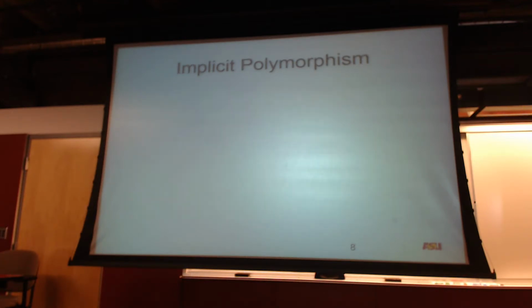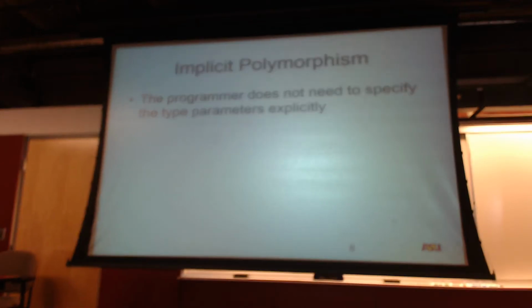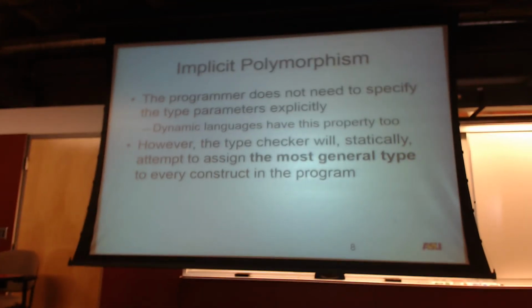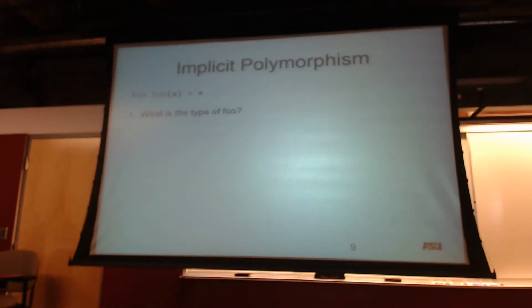Now, a slightly different concept is implicit polymorphism. The programmer does not need to specify the type parameters explicitly. We'll see an example, but this is a property of dynamic languages. The type checker will statically attempt to assign the most general type to every construct in the program.